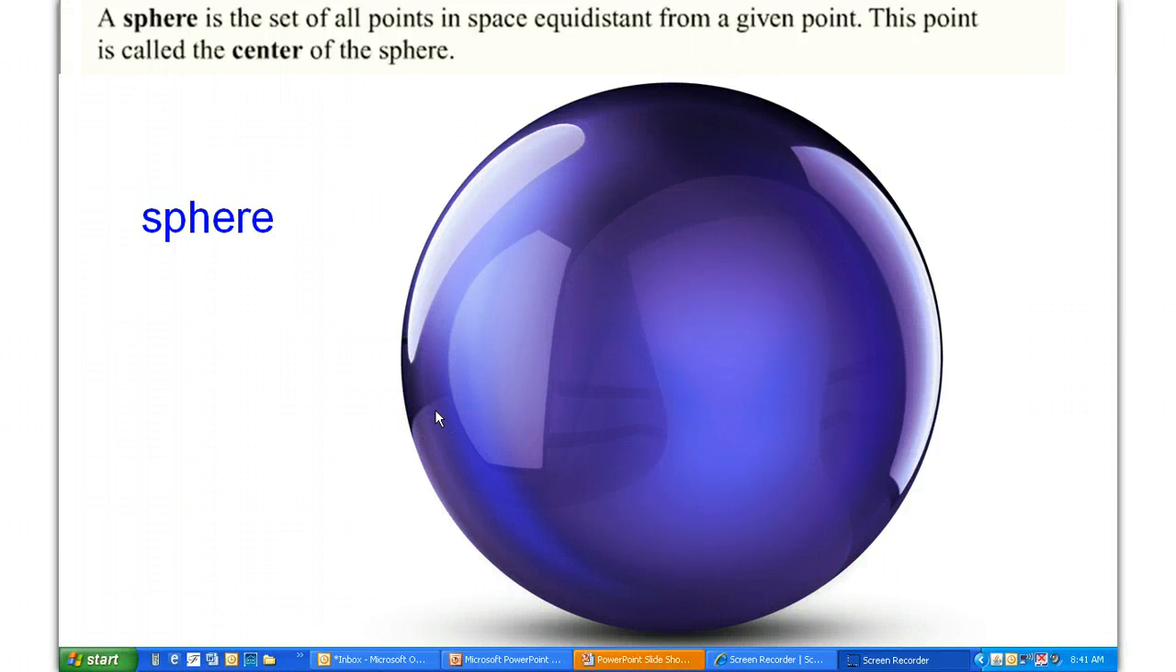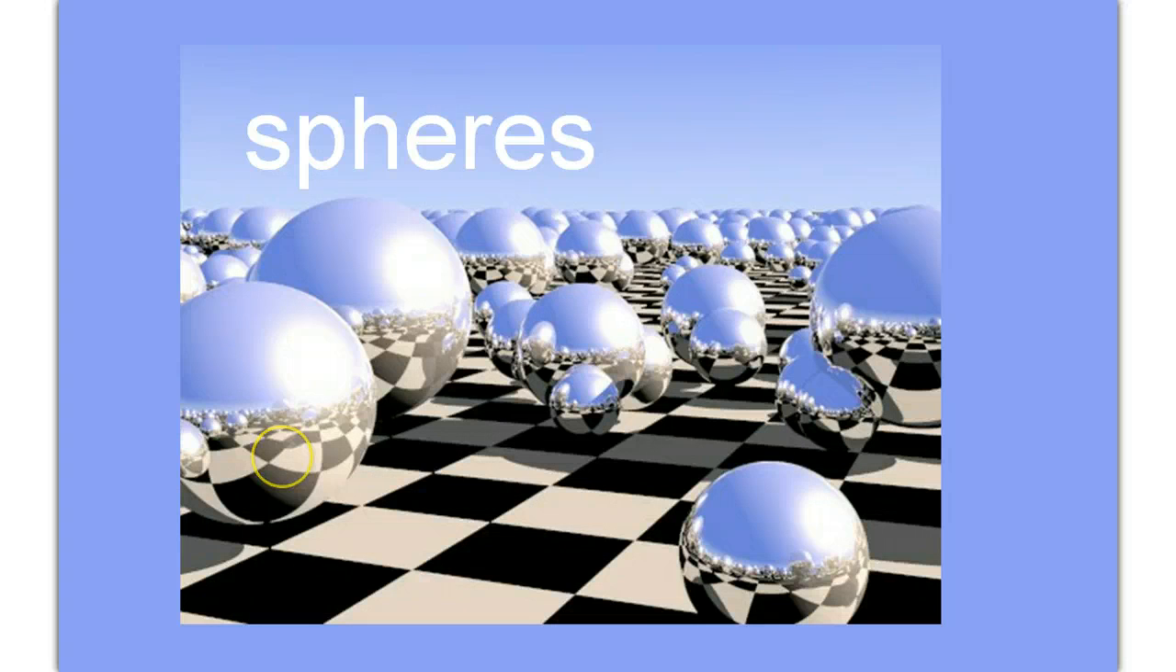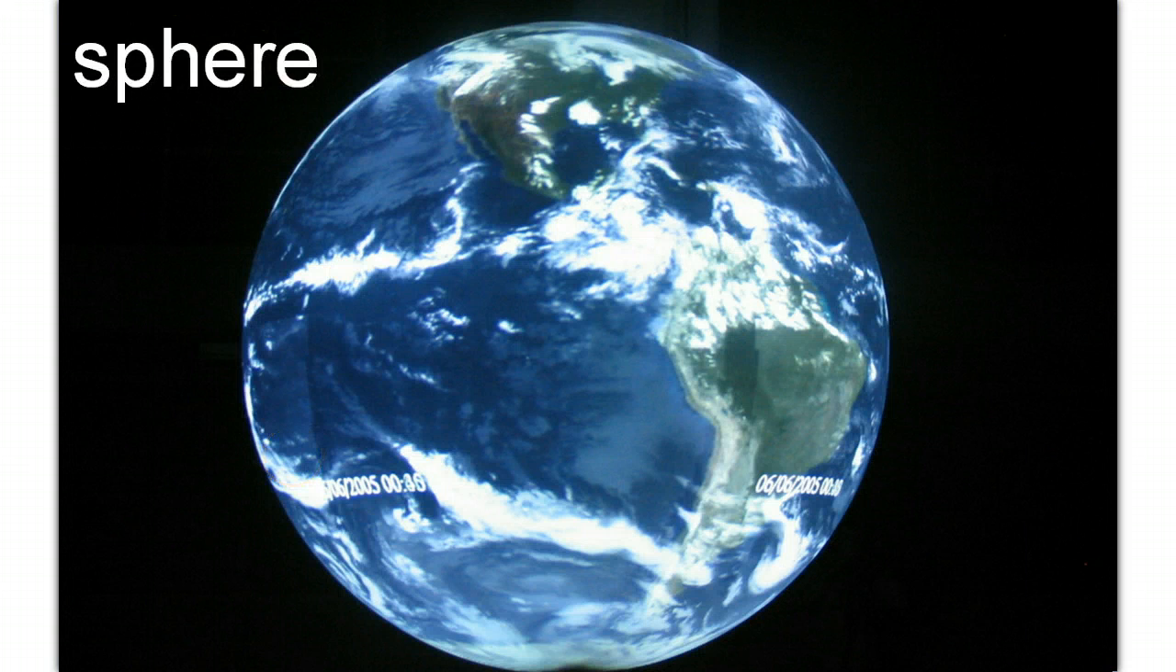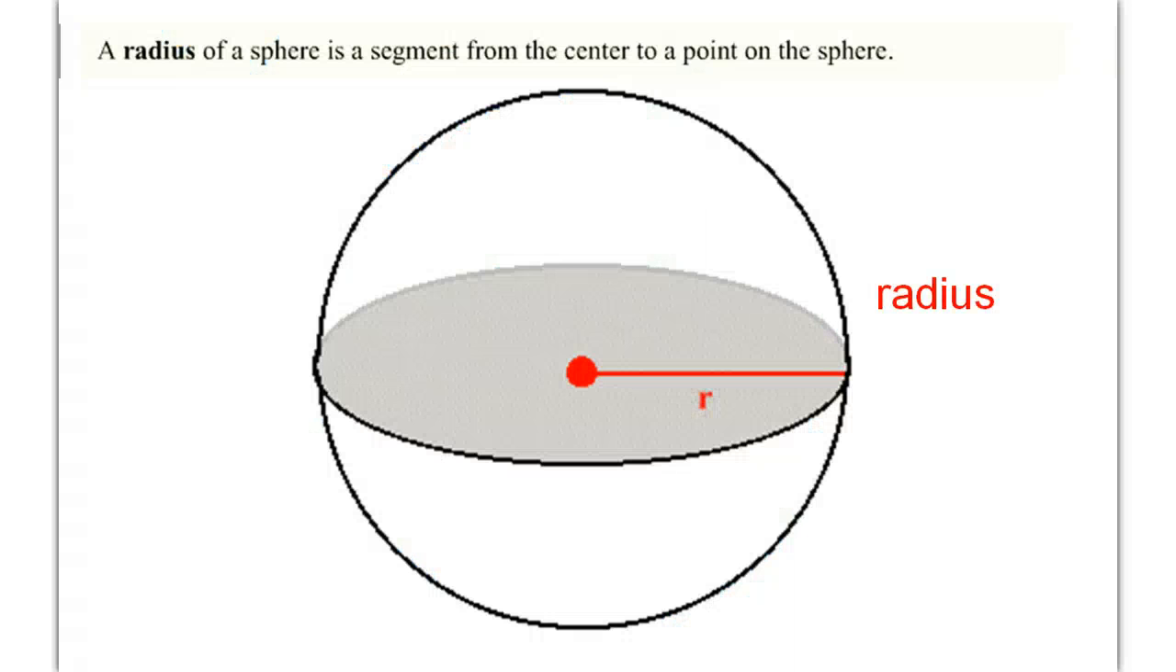Alright, so the second half of the unit is on spheres. These are spheres. A ball is a sphere. We live on a sphere, so spheres are kind of important. Spheres are everywhere, so it's important to know the properties of spheres.